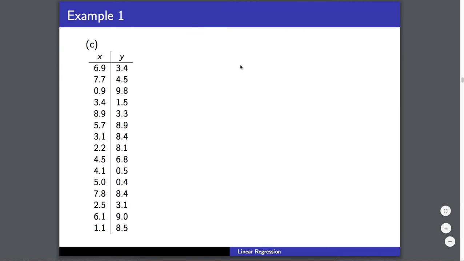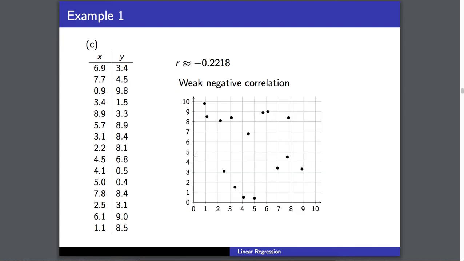All right, part C. Again, we could just put it into either Desmos or Python or whatever statistical program you might be using for your class. For this one, though, just to speed things up, this value of R is about negative 0.2218, which is a weak negative correlation, and here is our scatter plot of our values.